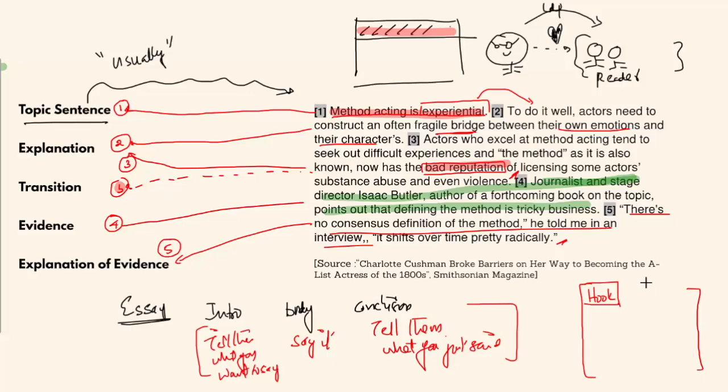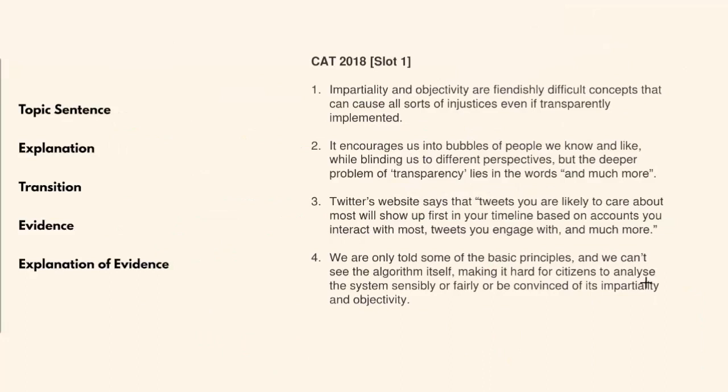Now, ladies and gentlemen, let's have a look at the CAT 2018 slot 1 question. Look at each of the sentences. You can probably pause it and try it in terms of which sentence goes where. What is the role of each of the sentences, and which is the topic sentence? Let's start with this first one.